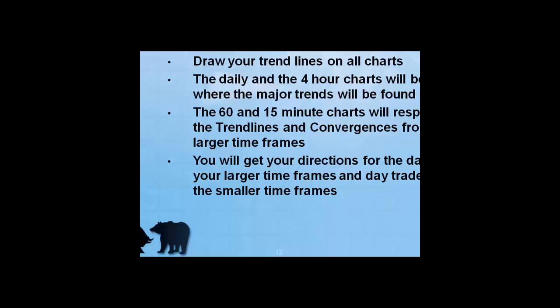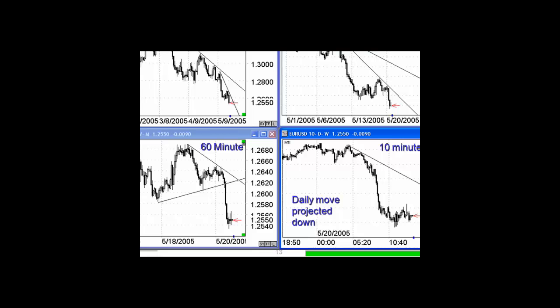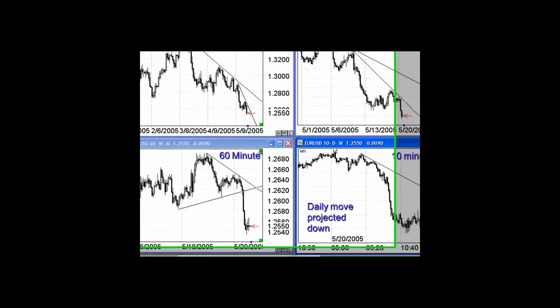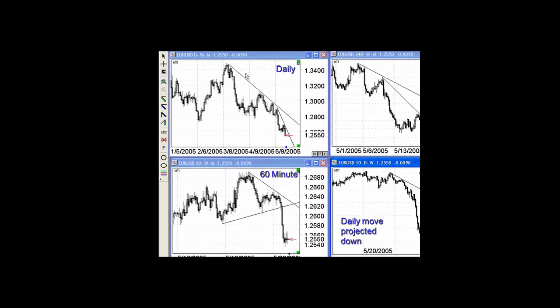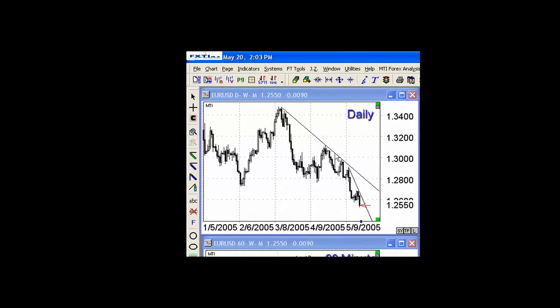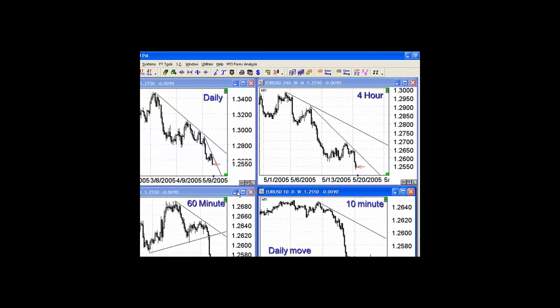Now, when we set up a trade, the first thing we want to do is draw all our trend lines. Okay, the daily and the 4-hour charts will be where the majority of the trends will be found. And the 60 and 15-minute charts will respond to the trend lines and convergence from the larger time frames. And you will get your direction for the day from your larger time frames, and then you're going to trade off the smaller time frames. For example, here, look how we're looking on a daily, and it's a downtrend, and we have also on our inner and outer trend line, it's pointing down.